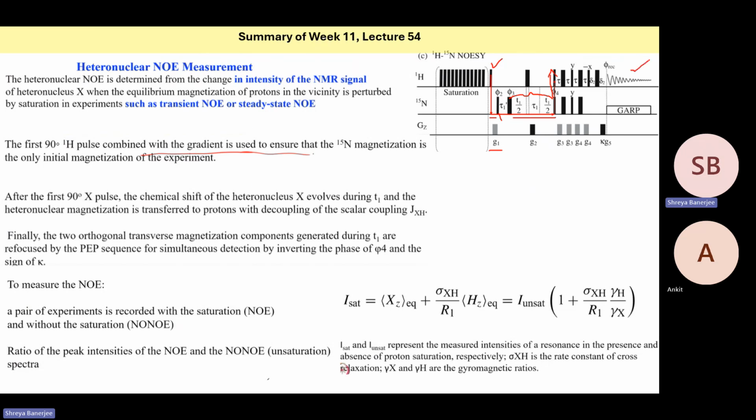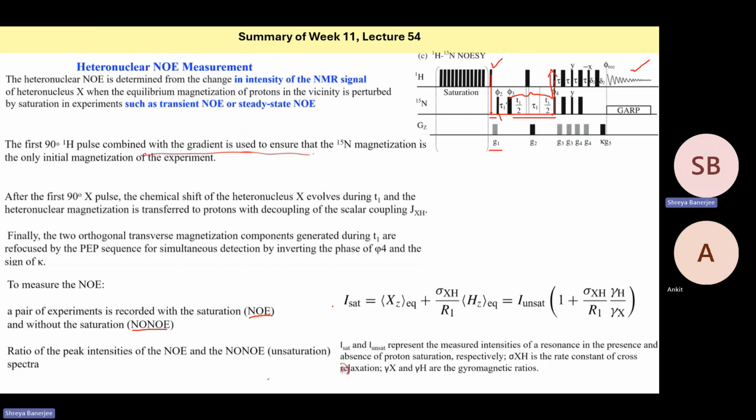the proton channel. So basically what you need to remember here is that in heteronuclear NOE experiments, compared to T1 and T2, there is an initial saturation phase where the magnetization of the protons in the vicinity of the heteronucleus is saturated. To measure the NOE, two experiments are done. One is with the saturation, called NOE, one is without the saturation, called no NOE.